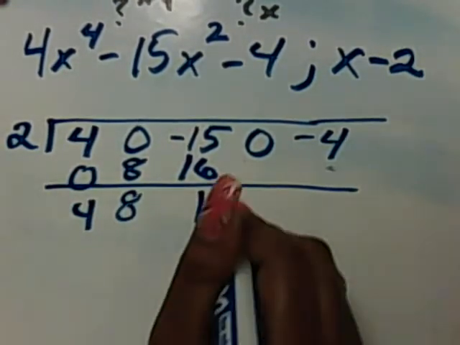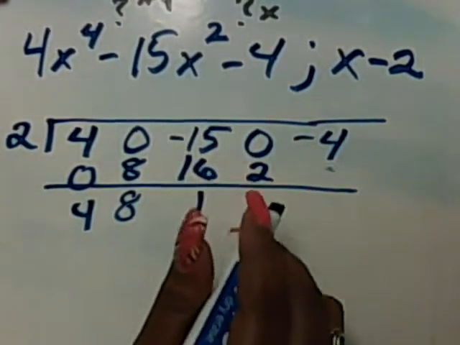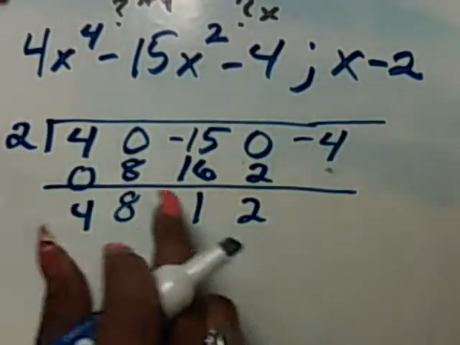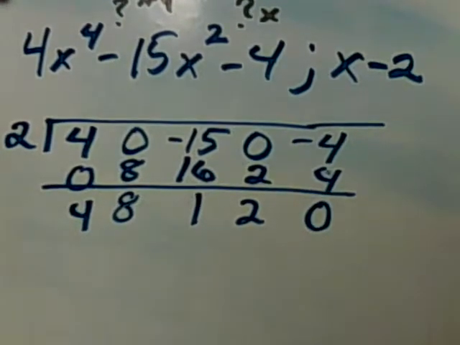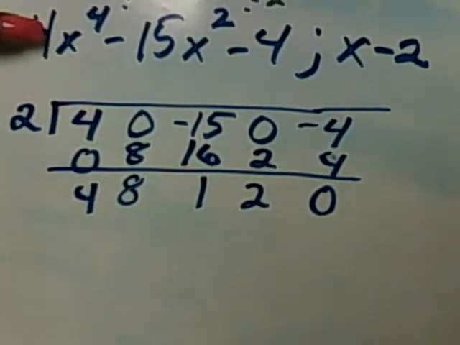2 times 1 is 2. Add that together, I get 2. 2 times 2 is 4. Add that together, I get 0. All right. So my term started with a 4th. Now I'm going to start with a 3rd.